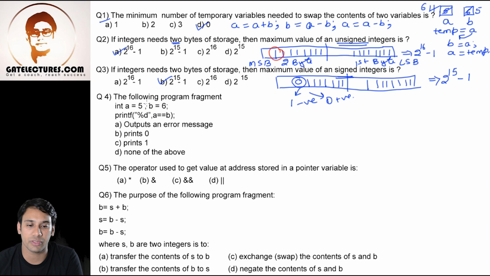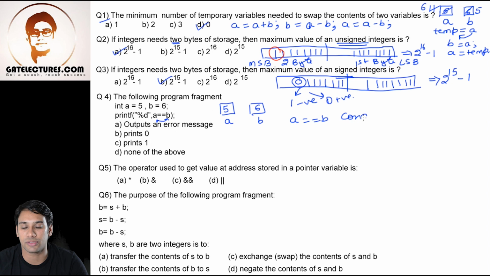Now check out the next question. In the next question, they have given a program and they are asking for the output of this program. Here we have two variables, the variable A and the variable B. The value stored in variable A is 5 and the value stored in variable B is 6. Then we are printing %d comma A double equals B. What is this A double equals B? A double equals B is a conditional statement.